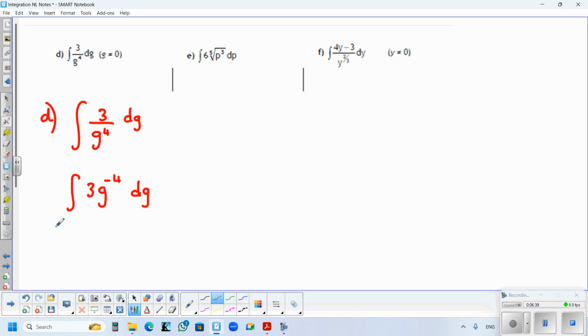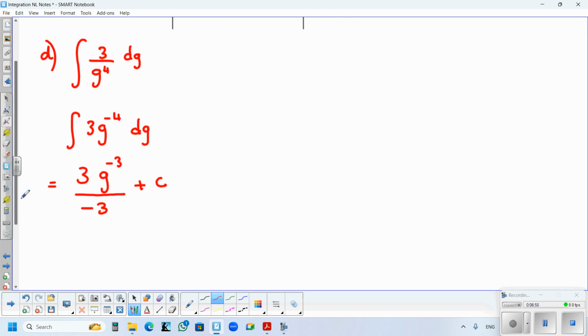So we've now prepared that, we're ready to go. Drop the integral sign, that 3, just write it down as normal. Add 1 onto the power, so it becomes g to the -3, divide by your new power, divide by -3, and add in your plus c. The only thing left to do is to tidy that up a bit. 3's cancel. Negative signs must come up to the top, so that becomes minus g to the -3 plus c.